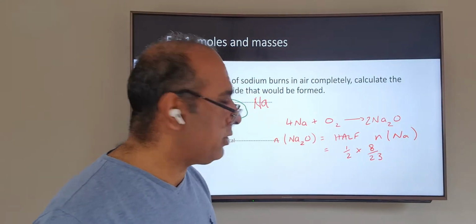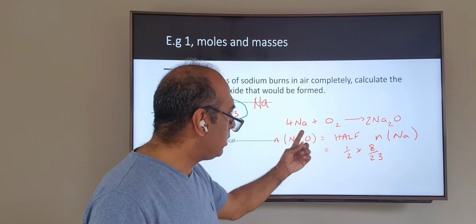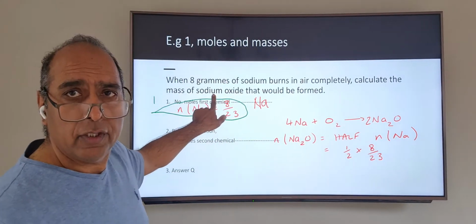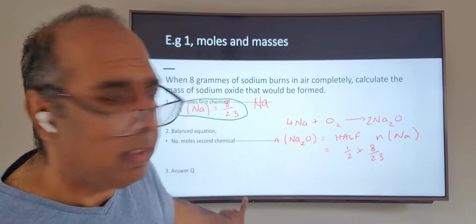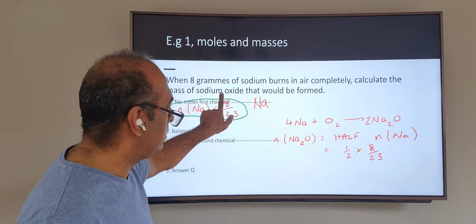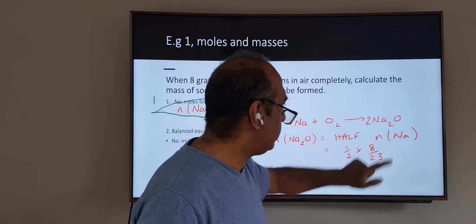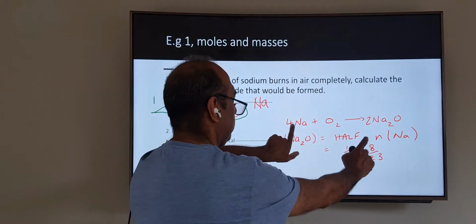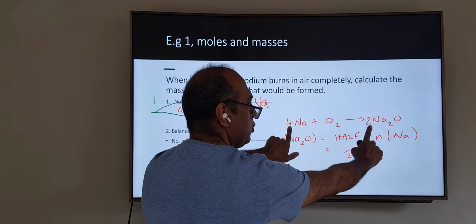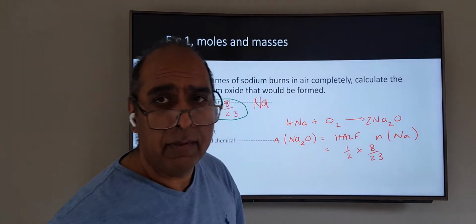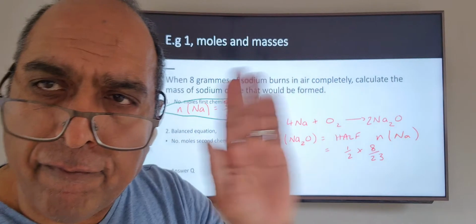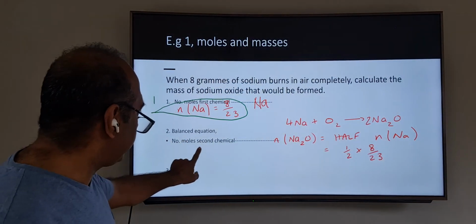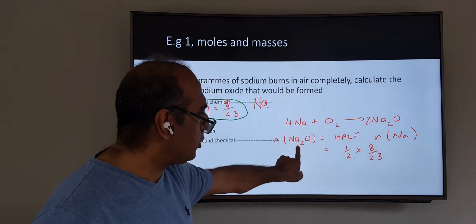We're not doing a calculation here. So now we want to link, what's the second chemical? Well, the second chemical is sodium oxide. How much sodium oxide do you get compared to the first chemical, sodium? Can you see? From 4 moles of sodium, 2 moles of sodium oxide are made. So what's the second chemical? Number of moles of sodium oxide.